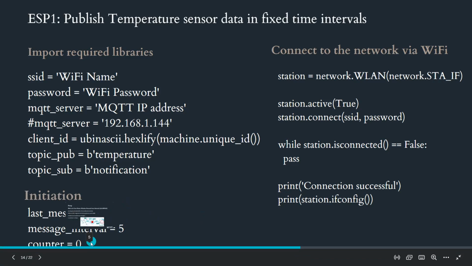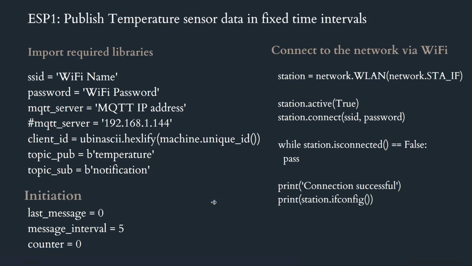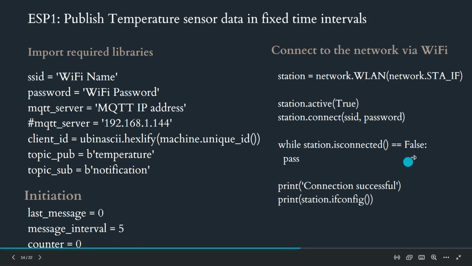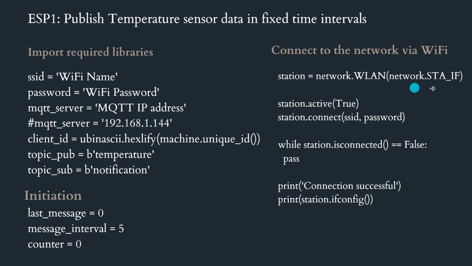And then counter means how many messages we have sent, so we are counting the total number of messages we have sent. The last message here means the time at which the message was sent. We can check those variables in the code that is available. And then we can also connect our network to this Wi-Fi using this code. In this code, we are defining different parameters, and these parameters enable our ESP to connect to the network.